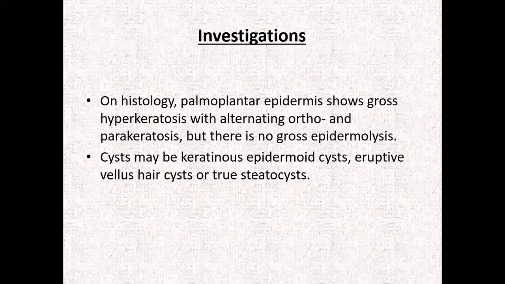Investigation on histology: the palmoplantar epidermis shows gross hyperkeratosis with alternating ortho- and parakeratosis, but there is no gross epidermolysis, which is seen in epidermolytic palmoplantar keratodermas. The cysts that are formed in Pachyonychia congenita are mainly epidermoid cysts, and sometimes eruptive hair cysts or true steatocystomas are also seen.